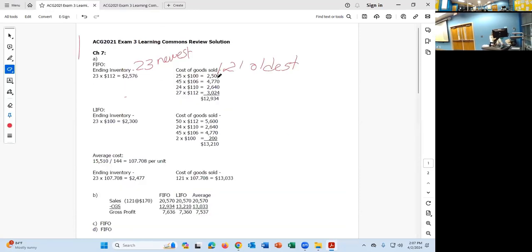And so what happens is, again, we took all of those first three layers. When we look at that last inventory layer that had 50 units at $112, we didn't sell all of those. We only sold 121 items, up to 121. And then we're going to add up our total cost. Our ending inventory is what's left over after we sold the 121 oldest items, which are the 23 newest. And so that's what remains.